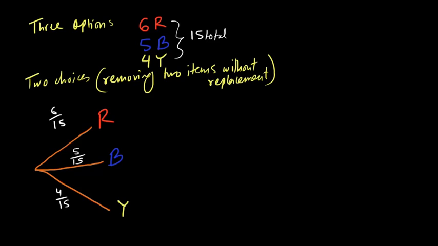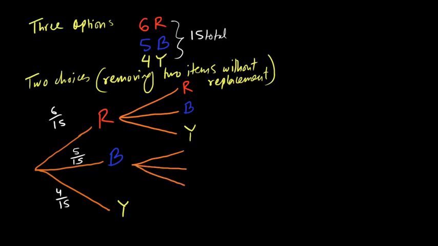Now, if the first one was a red, the second one can either be a red or a blue, or it can be yellow. So this is the second item you're removing. Now, in case the first one was blue instead of red, then again we'll have three options. So this can be red, this can be blue, and this can be yellow.